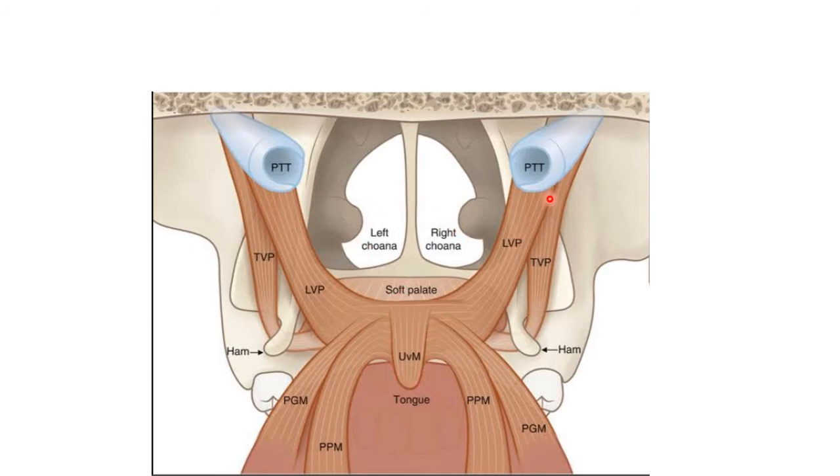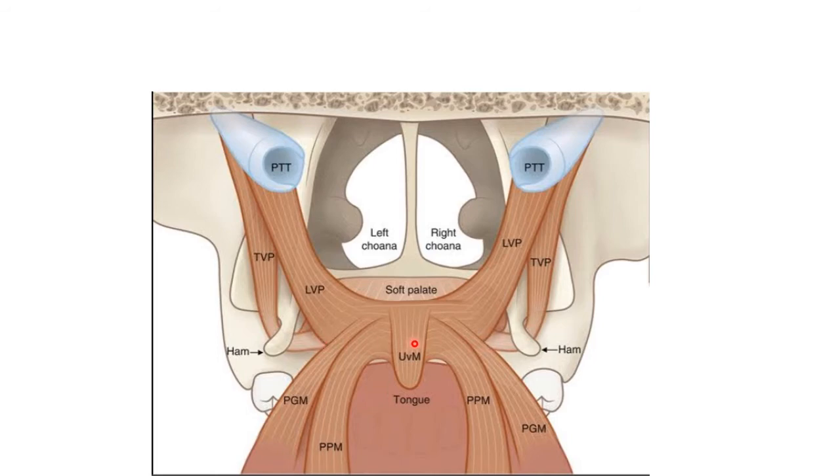Let us first discuss the tensor palati. The tensor palati arises from the lateral aspect of the auditory tube and the adjoining part of the greater wing of the sphenoid and the spine of the sphenoid. The muscle descends downward, and its fibers converge to form a tendon which winds around the pterygoid hamulus and then expands to form the palatine aponeurosis. Same on this side. So in between is the palatine aponeurosis.